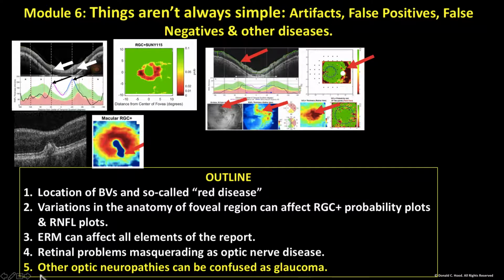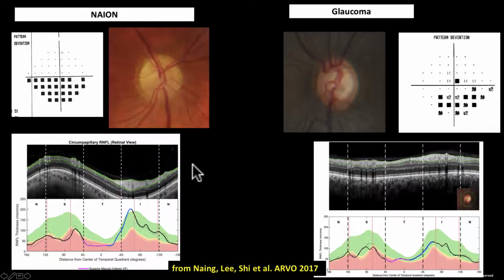All right, point number 5. There are other optic neuropathies that can be confused as glaucoma. So the most common one is non-arteritic ION, or I'll just refer to it as ION, right? So here's a study that we presented at ARVO last year in which we collected patients that had ION and then matched them as closely as we could with patients that had glaucoma based on visual fields. So you can see there's an inferior visual field here in the ION patient. There's an inferior visual field here in the glaucoma patient.